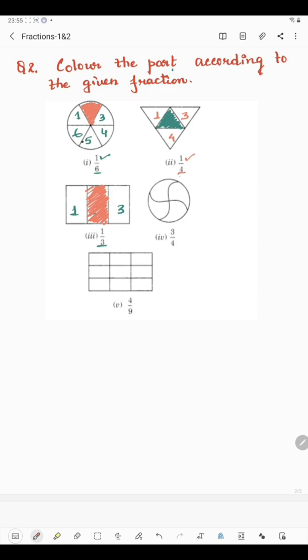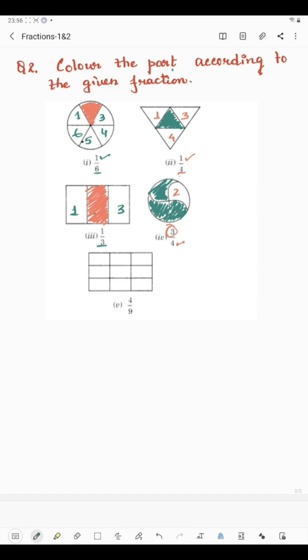Okay, now in the next figure we have 3 by 4. Now 4 means the total number of parts is 4. So 1 2 3 4. Yes, the total number of parts is 4, and out of 4 parts we have to shade 3. So 1, 2, 3. Okay, so this is showing 3 by 4.